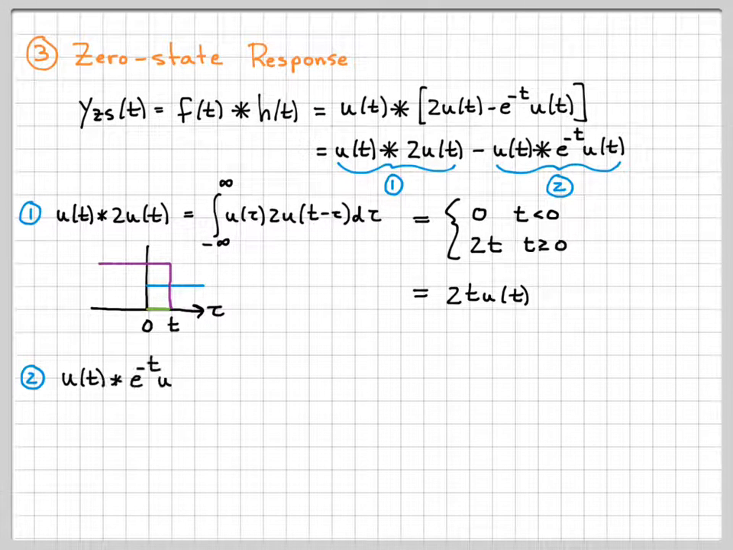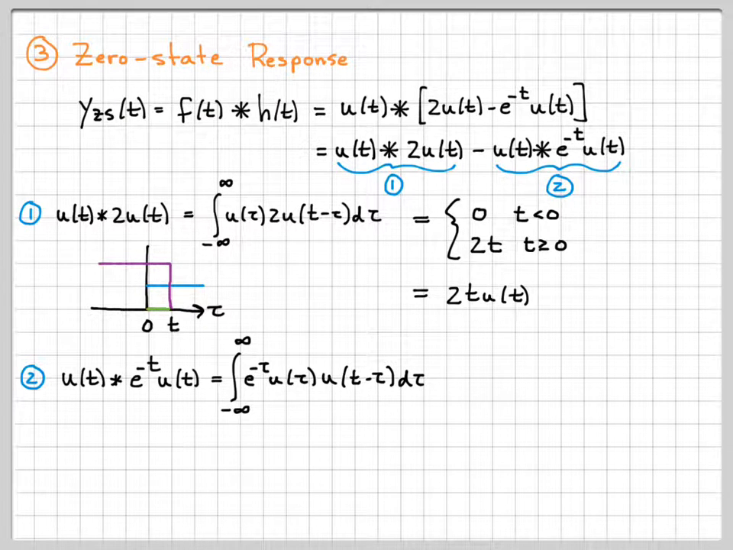The next convolution that we need to do is u(t) convolved with e^(-t) u(t), which again by definition is the integral from minus infinity to infinity of e^(-tau) u(t minus tau). So here, remember, we can write convolution in any order. I've chosen to flip the unit step because I think it's going to be easier to time reverse that.